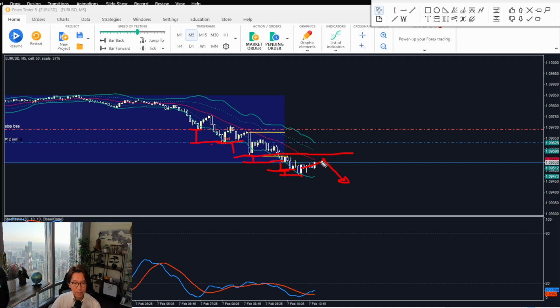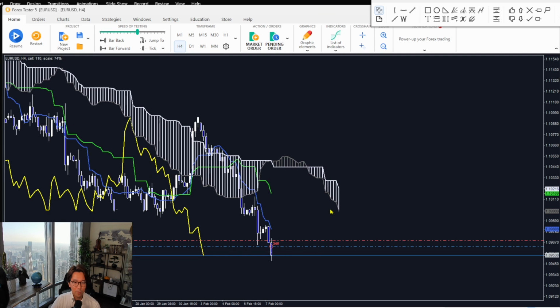Or it may go up to the resistance of the inside, then go bearish also. But either way, I still continue to hold sell because 4 hour is still bearish. Yeah, 4 hour Kijun Sen Kumo down and also Chikou span below candles, right? So I continue to hold.